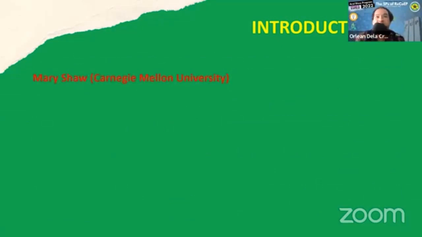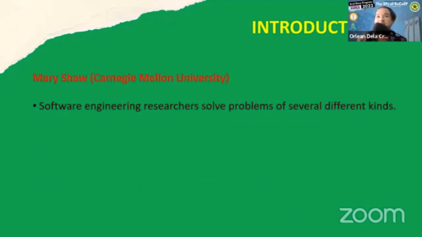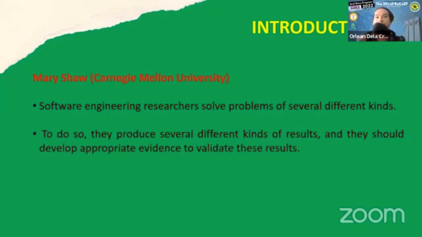As Mary Shaw of Carnegie Mellon University said, software engineering researchers solve problems of several different kinds. To do so, they produce several different kinds of results, and they should develop appropriate evidence to validate these results.